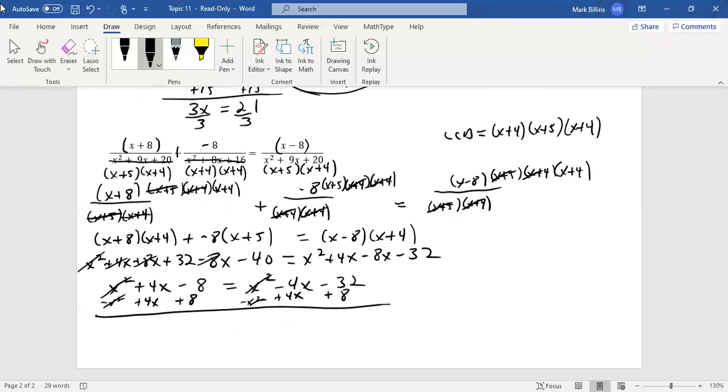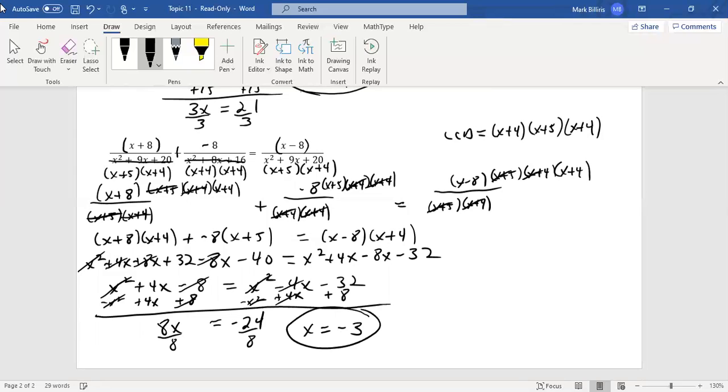So 4x and 4x are 8x. The negative 8 and positive 8 reduce. The negative 4x and positive 4x reduce. And negative 32 plus 8 is negative 24. We're going to divide both sides by 8, and x equals negative 3.